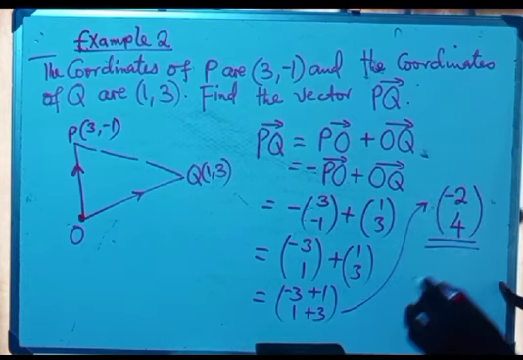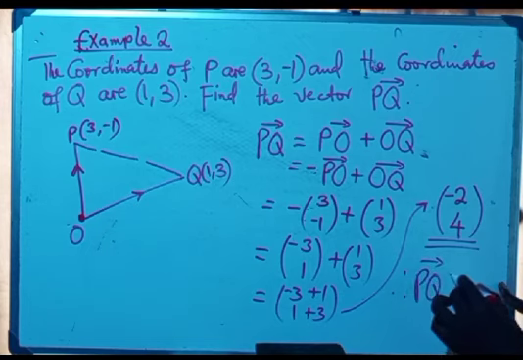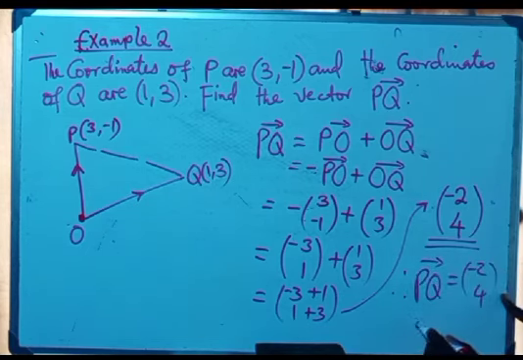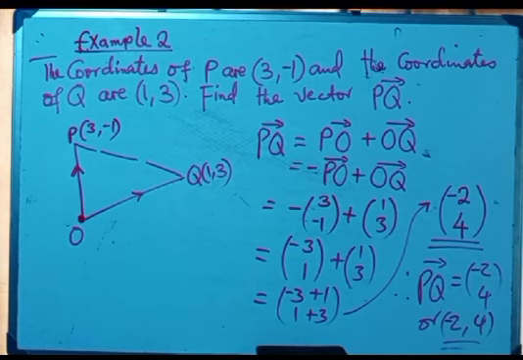So maybe you can say therefore PQ is equal to negative 2 and 4 like this. Or you write it as negative 2, 4. It will still mean the same thing. That is the answer we have, negative 2, 4. So let's have another example.